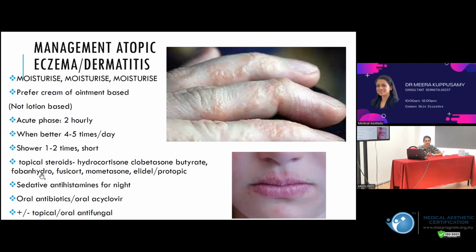Antihistamines, generally we just stick with sedative antihistamines at night. During the day, you might give some non-sedative antihistamines. Okay, antibiotics and oral acyclovir, this is in individual cases. If you think there's an infection, better treat. And antifungal, okay? A lot of the times when the patient has applied so much of steroid creams, they may get a secondary fungal infection. So what we do, actually, we scrape the skin and then send for culture or microscopy. Then we start some oral antifungal.